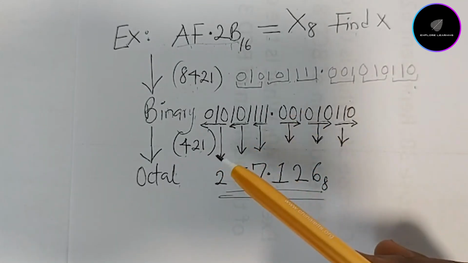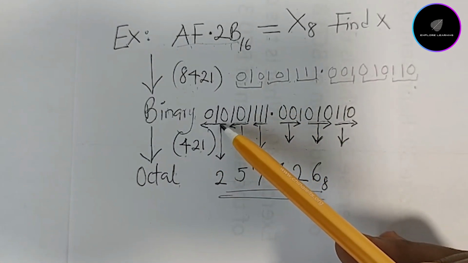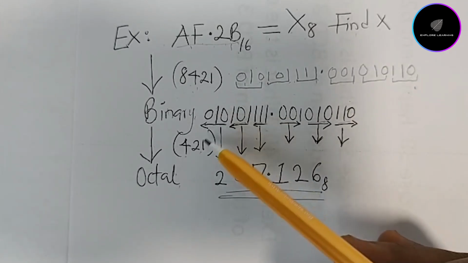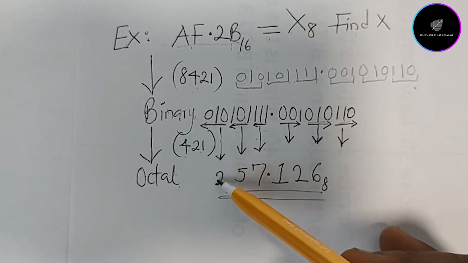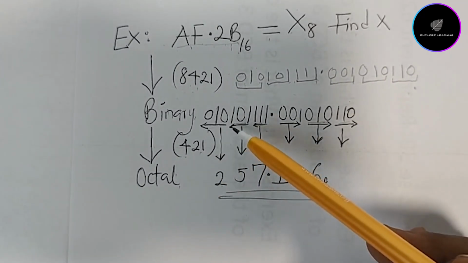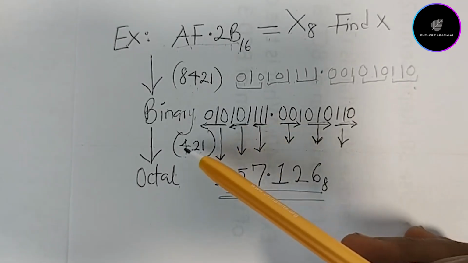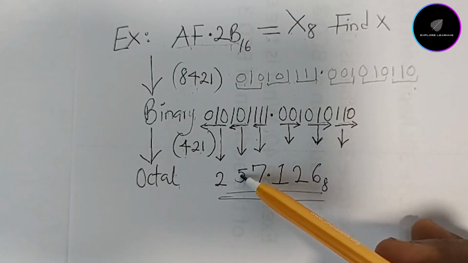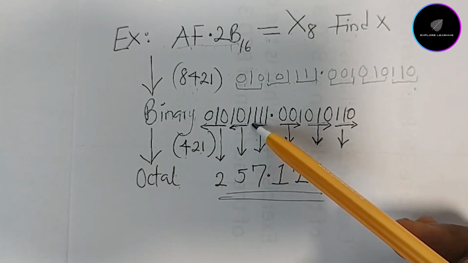0 1 0 is going to be 2. For the next group, we have 1 0 1. 1 0 1 is going to be 5. Then for the third group, we have 1 1 1. If you sum everything together, 4 2 1, we're going to get 7, then the dot.